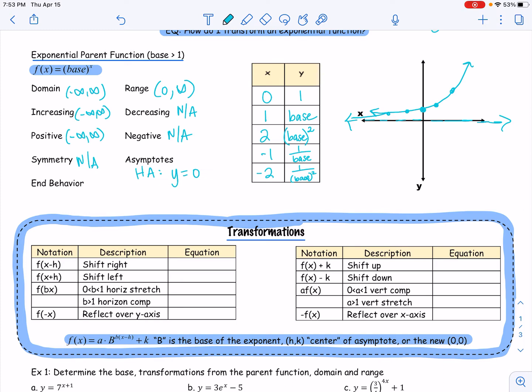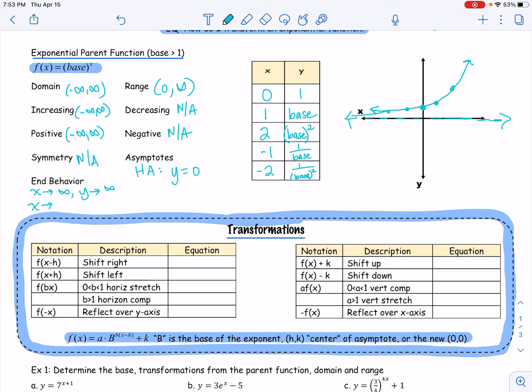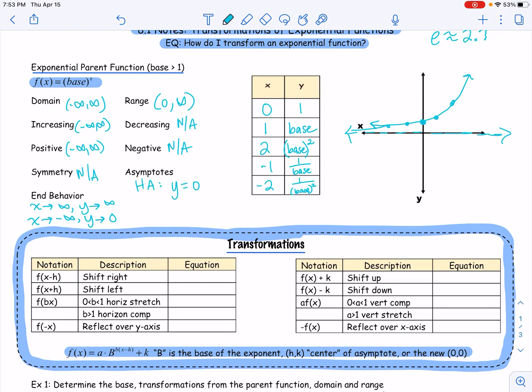And then our end behavior. As your x approaches positive infinity, those y values are also approaching positive infinity. But as our x values approach negative infinity, our y values approach 0. They're getting closer and closer to 0 without touching. So here's our general parent function. Remember, noticing that our base is greater than 1. If our base would not have been greater than 1, it would have looked like decay.